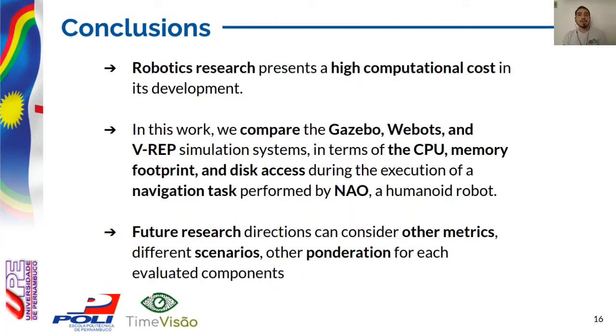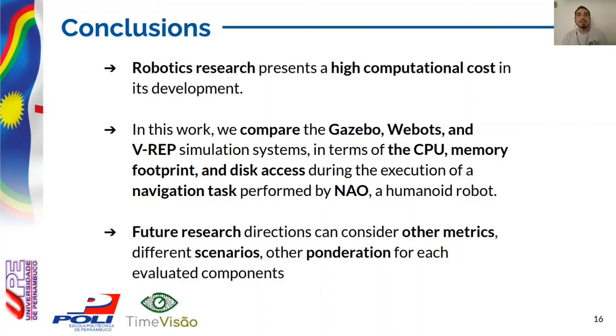So as a conclusion, robotic research presents a high computational cost in its development to ensure the feasibility of its implementation in real-world scenarios. In this work, we compare the Gazebo, Webots, and V-REP simulation systems, evaluating the CPU, memory footprint and disk access during the execution of a navigation task performed by a NAO humanoid robot. The compared simulators present similar qualitative characteristics like the programming language interfaces, the use of open physics engines, and the capability to control the robot externally.